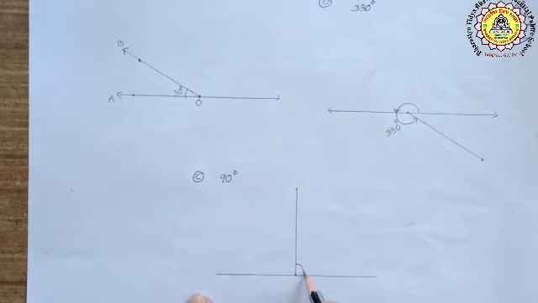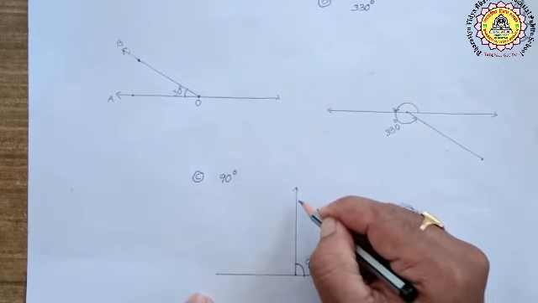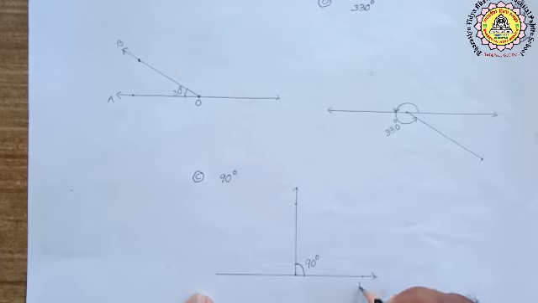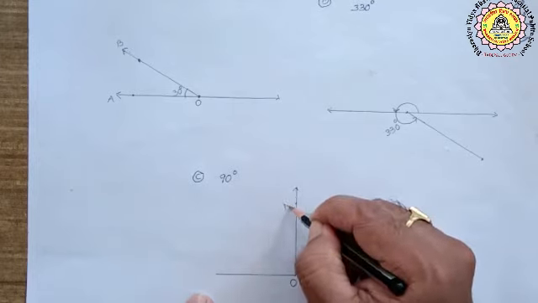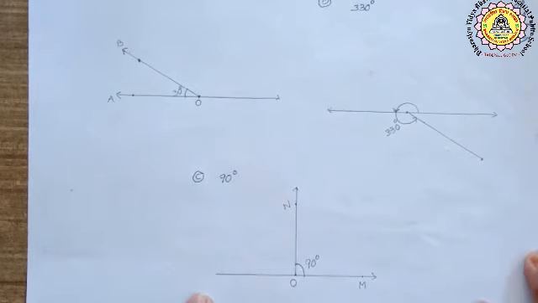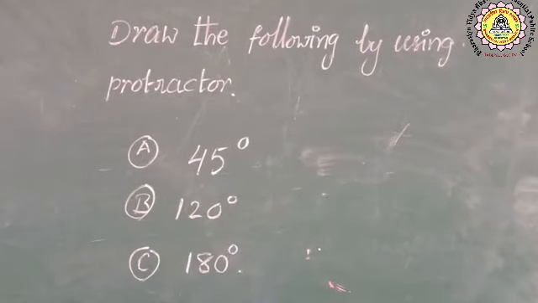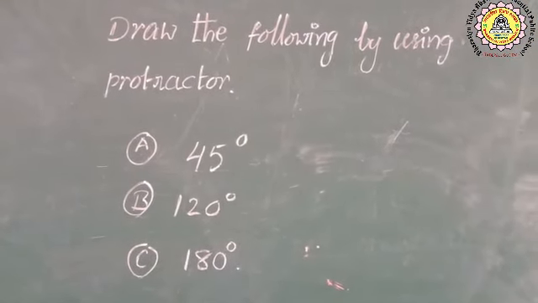Now either this side or this side will indicate 90 degrees. This is 90 degrees, and this is known as a right angle. Here also we can label it like this: angle MON, a 90 degrees angle. Okay children, now I think you understand how to draw or construct the different types of angles.